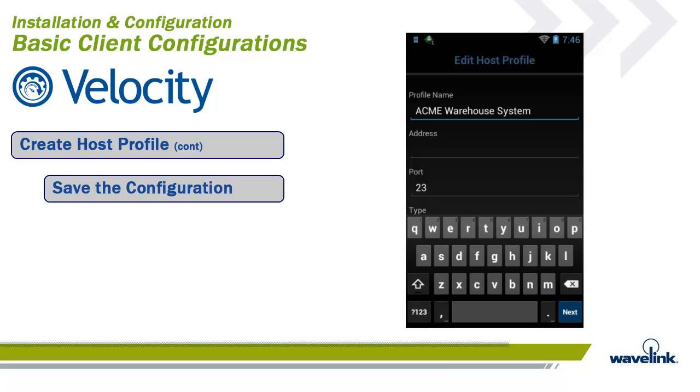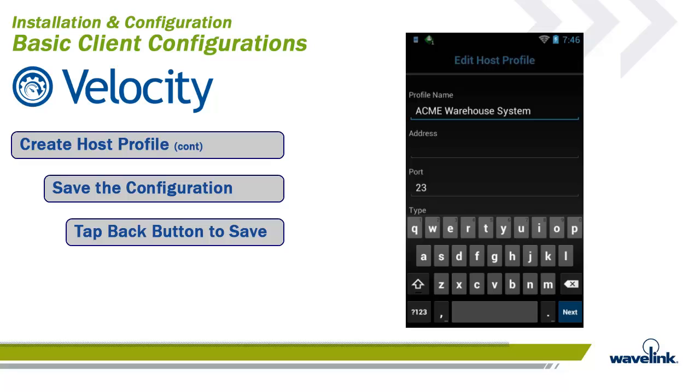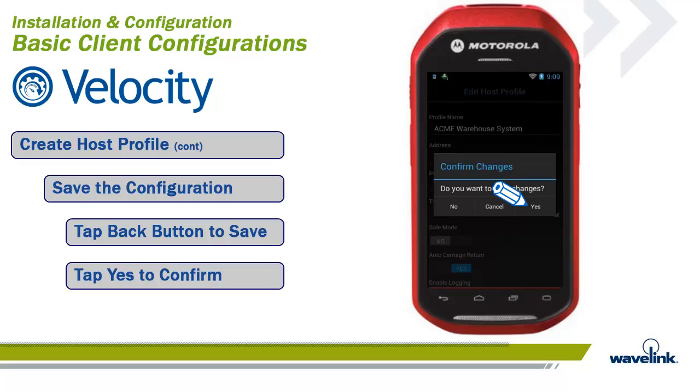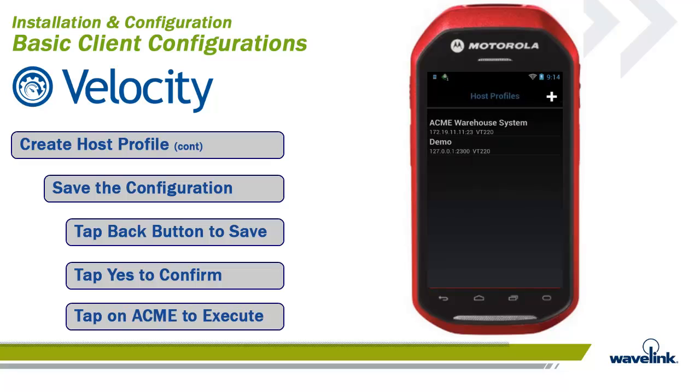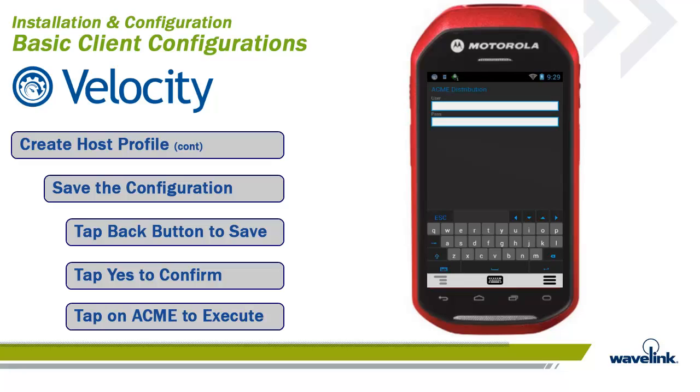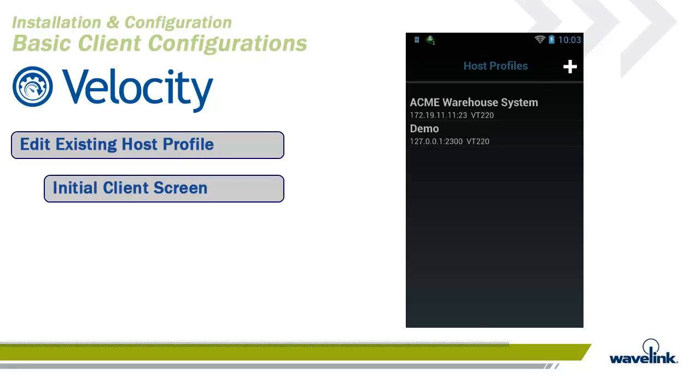To save our basic configuration, tap on the Android back button on the device. Tap Yes on the Confirm Changes dialog. The new host profile is now displayed in alphabetical order on the initial Velocity client screen. Tap the new host profile Acme Warehouse Systems and you will see the application execute in the device window.